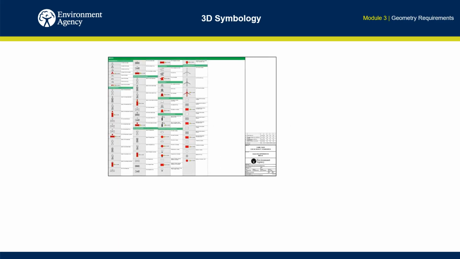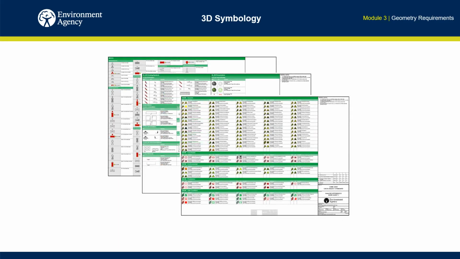Another aspect of geometry requirements is the use of symbology in a three-dimensional environment. The Environment Agency Object Standard provides a library of three-dimensional symbols to be used in models to replicate the two-dimensional symbols used on drawings.